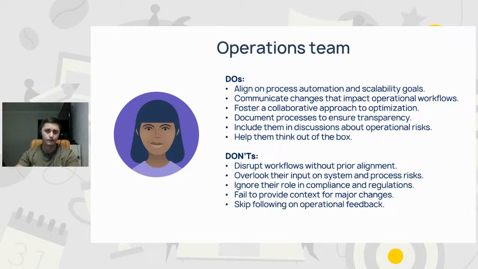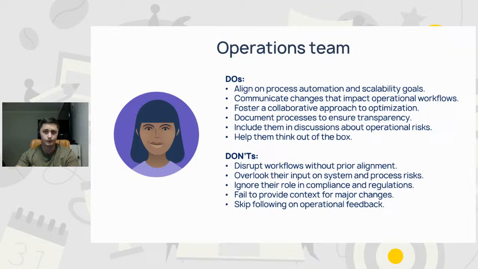When working with the operations team, you should align on process automation and scalability goals. Usually these people may not think out of the box, and you should help them to do this. In some situations, they may have a lot of manual routine operations, which they consider a norm. But if you're working on some internal product for the operations team, you should help them understand that this can be fully automated, and you can help them with that.